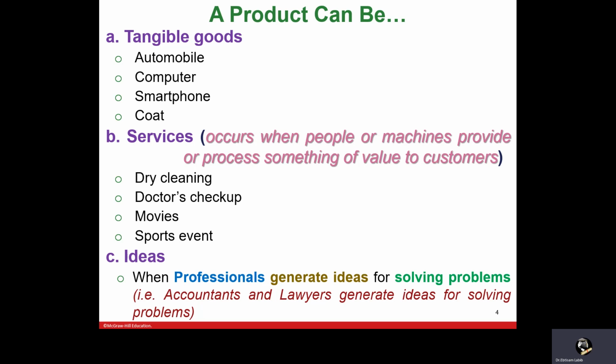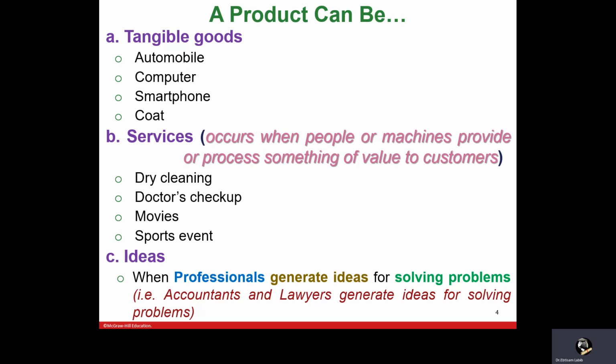And if we have the services as a type of the products, we can say that the services occur when people or machines process something of value to the customers. When you go to the doctor, they will do a root canal on your teeth, or when you send your clothes to the dry cleaning, or when you go to the movies. All of these are intangible services.